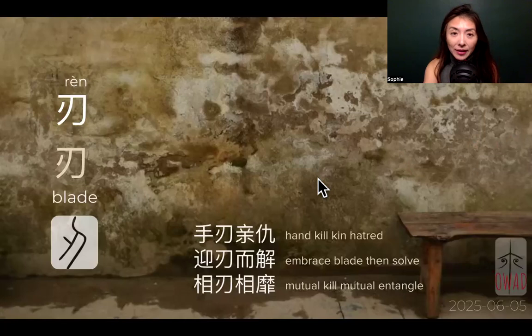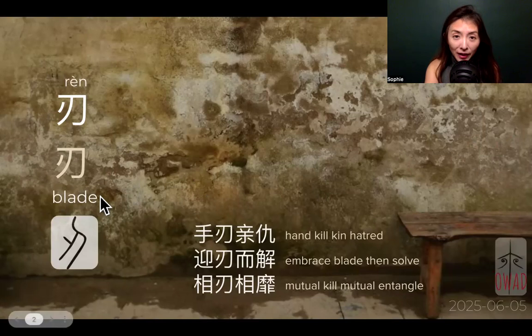Let's continue to unpack some Chinese concepts. That's supposed to be the equestrian age. Ren is today's concept. It's made of metal, so it's one of the early metal tools. And we are talking specifically of this blade on a knife.